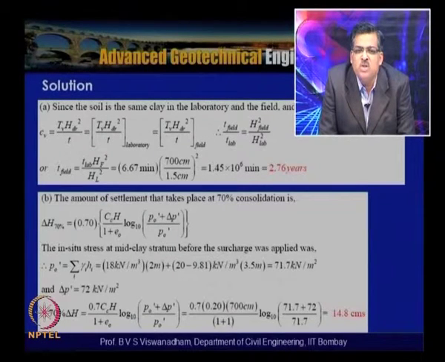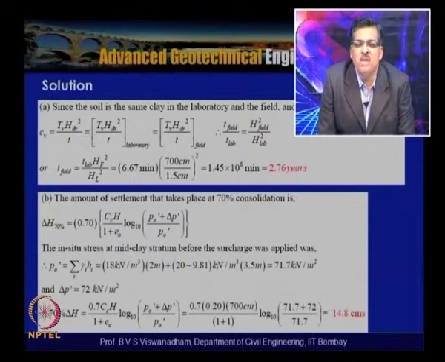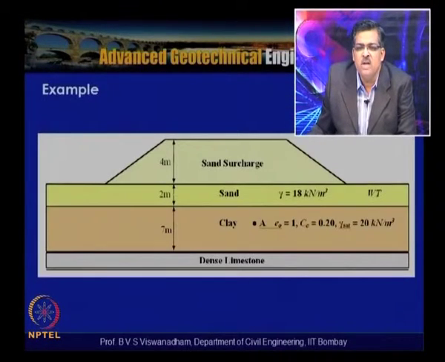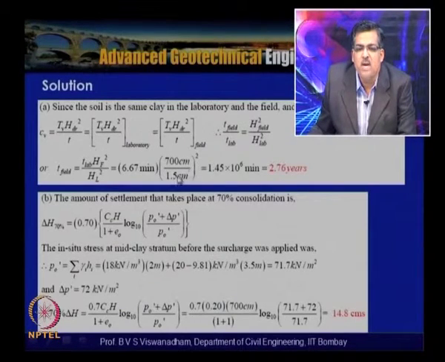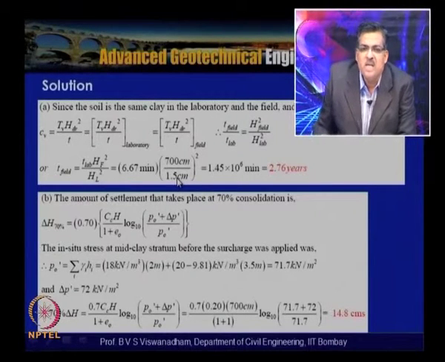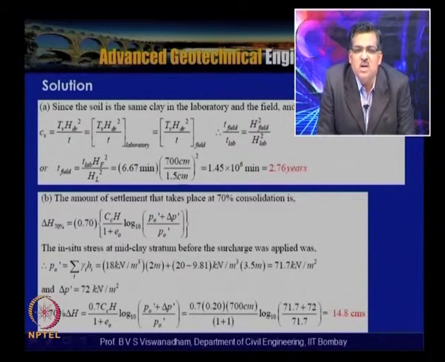We have measured t lab as 6.67 minutes, and HF is given as 7 meters thick clay. So, 7 divided by the thickness of the sample, which is 30 mm, but it is double drainage, so 30 by 2, that is nothing but 1.5 centimeters. To equalize the units, we have taken centimeter units, and with this we get that the time for 70% consolidation is about 2.76 years.